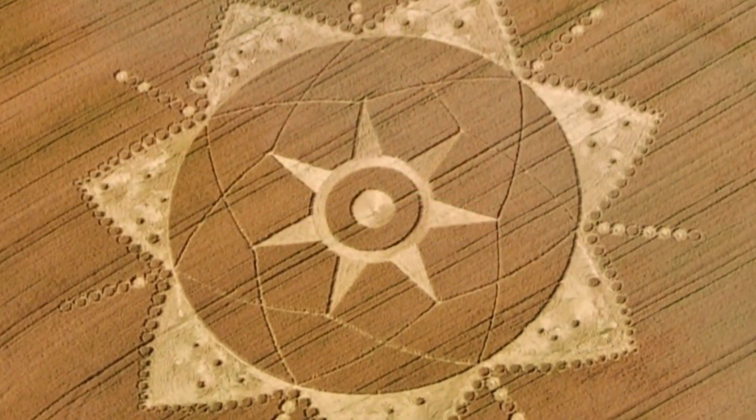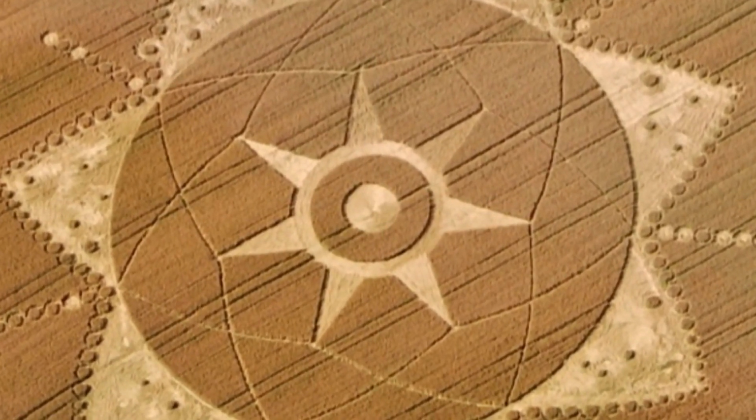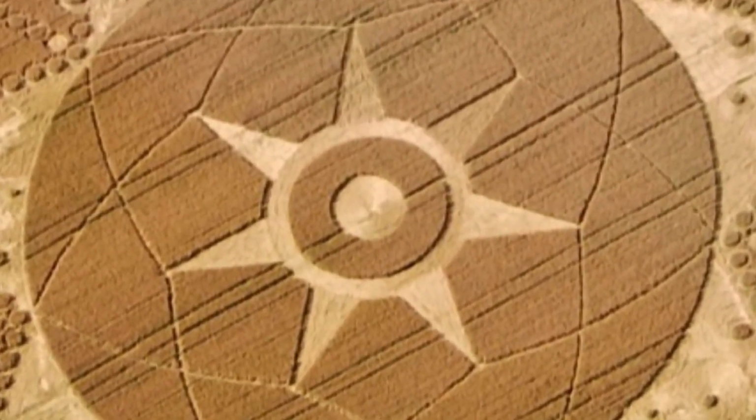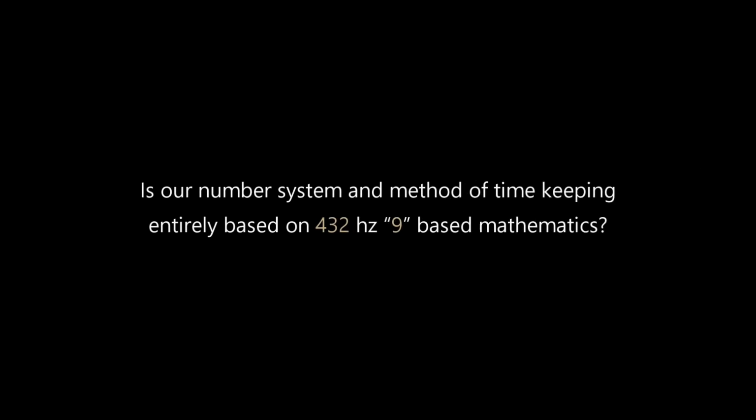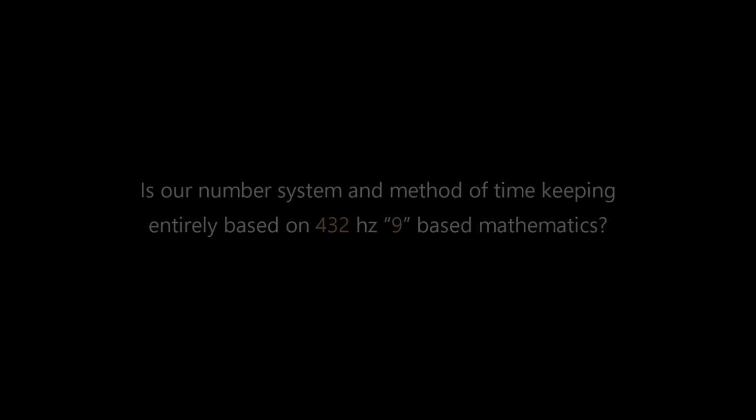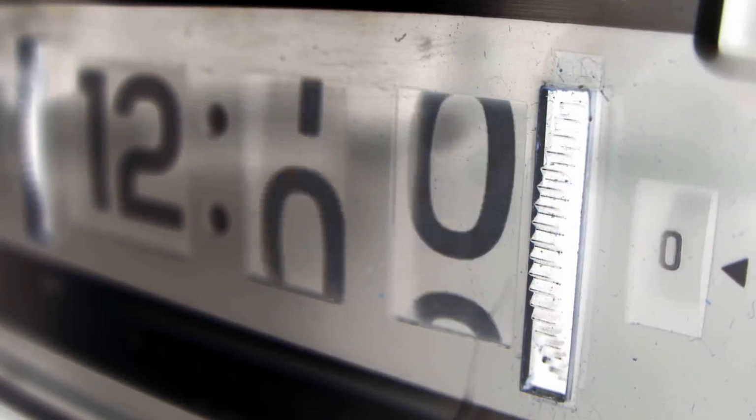Next, let's look further into how the Anunnaki encoded the 432 Hz frequency into time itself. Is our number system and method of timekeeping entirely based on 432 Hz, 9-base mathematics? How many seconds are in 12 hours? 43,200. Another 432. Divide or multiply a whole unit by 12. So 60 seconds times 12 equals 43,200 seconds.